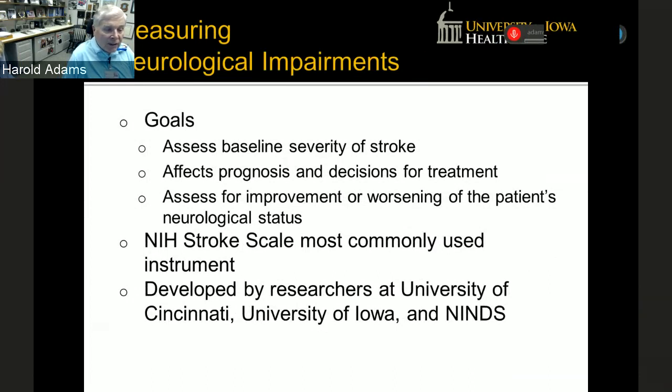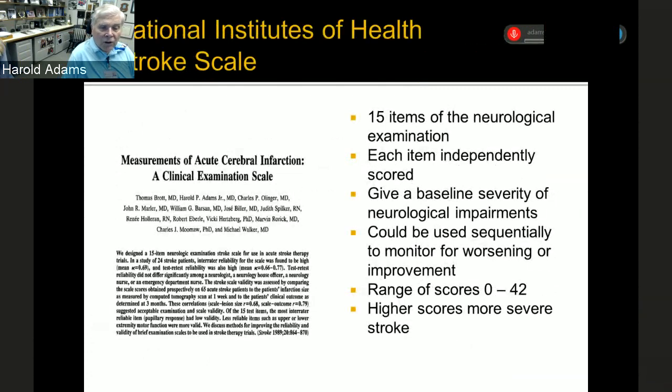As I've mentioned earlier, the NIH Stroke Scale is the most commonly used instrument for rating neurological impairments in the setting of stroke. It was developed by researchers at the University of Cincinnati, University of Iowa, and NINDS back in the 1980s. Next slide. So there are 15 items on the neurological exam. Each item is independently scored. That will get a baseline severity of the neurological impairments. The scores range from 0, which is normal, to 42, which is the highest possible score.